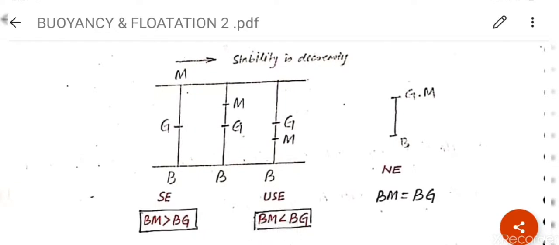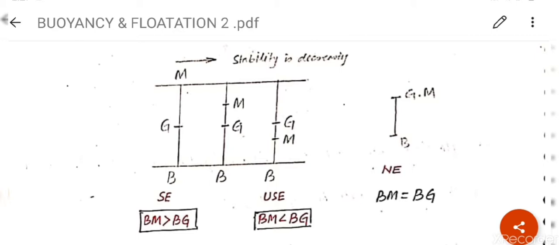See the left one line. The midpoint is G. B is the center of buoyancy. M is the metacenter. So, in this case, you can see GM and BG. In this case, BM is greater than BG. It means that M is above G. So, this is a stable equilibrium.